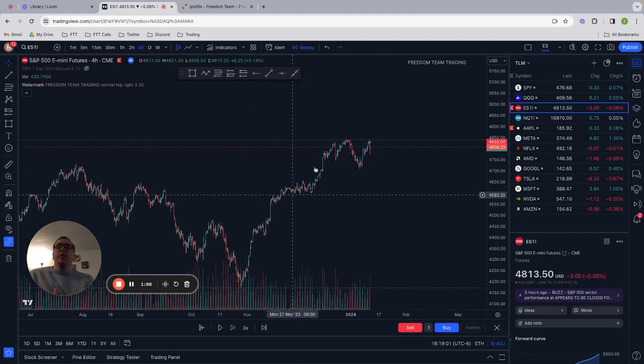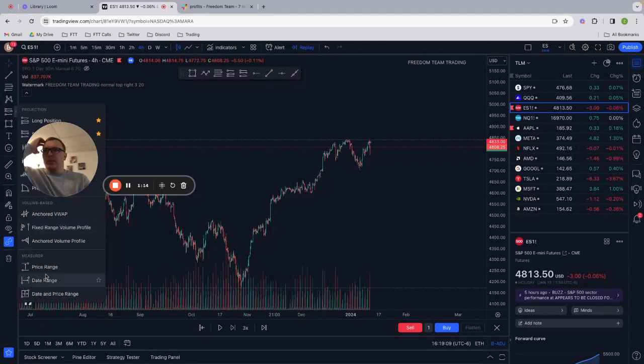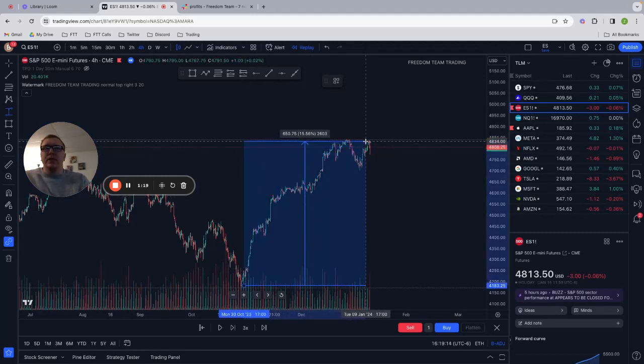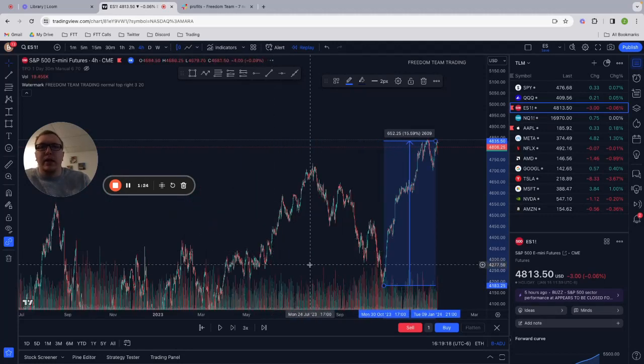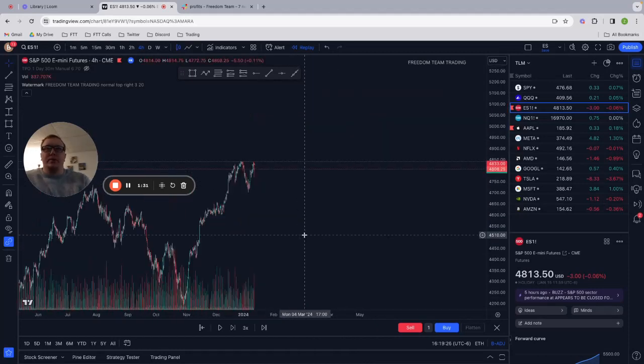Obviously, macro view, we are in a huge uptrend. All right, we're up essentially 15% from the most recent low. So it's great to see the market start to heat up for us. But that doesn't mean we can't look for day trades or even scalps on a lower time frame to the downside, right? Just because the market's hot doesn't mean we can't make money playing both sides.